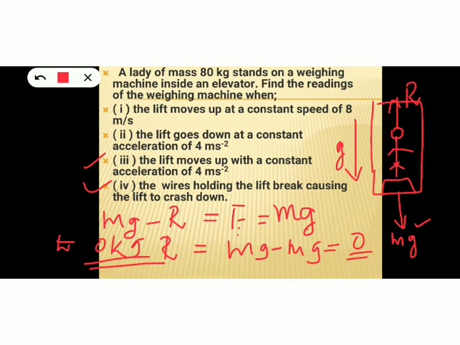And you know, whenever an object is in free fall, it will experience a sense of weightlessness. That means the weight is 0. So these are the different cases of an elevator, and you must remember these 4 different cases.